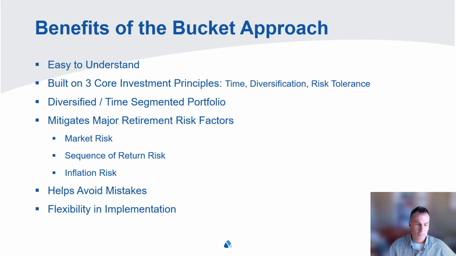And then the third risk that it does a great job of mitigating as well is inflation risk. And this comes through using bucket 3 with the growth orientation, again, with its sole purpose being growth and appreciation to outpace inflation over time.